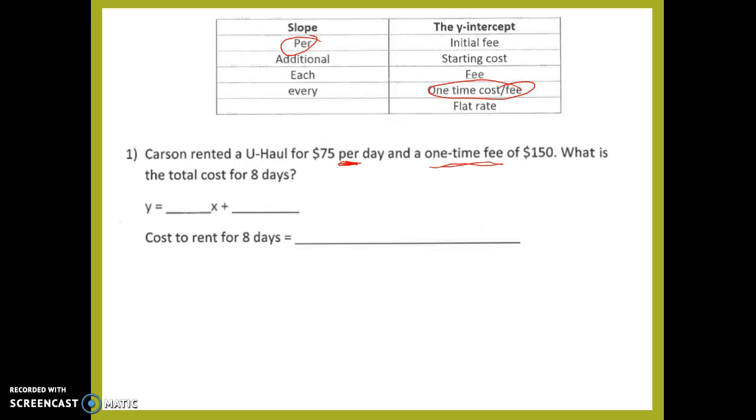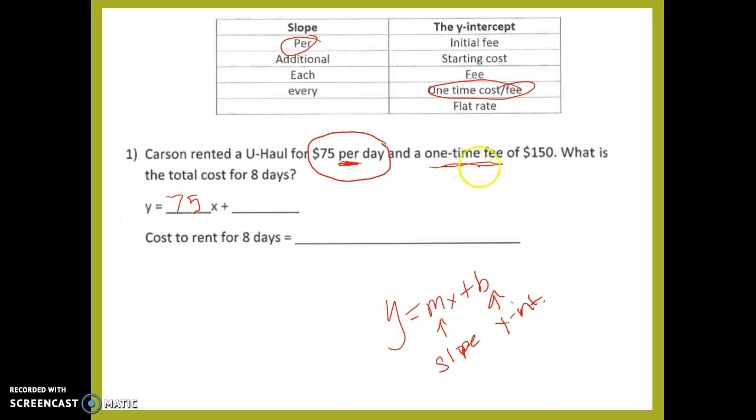So the first thing I'm going to do is write my equation in y equals mx plus b. So remember, we're using y equals mx plus b, where m is my slope, and b is my y-intercept. Okay, so $75 per day, that's my keyword for slope, so it's going to be 75x. And then a one-time fee is a keyword for the y-intercept, so it's a plus 150. And we can use this equation to help us answer some questions. So y equals 75x plus 150.